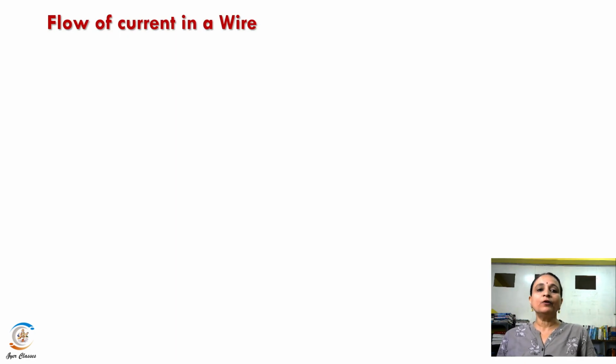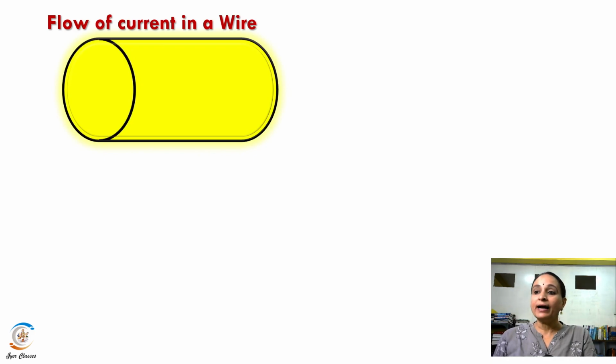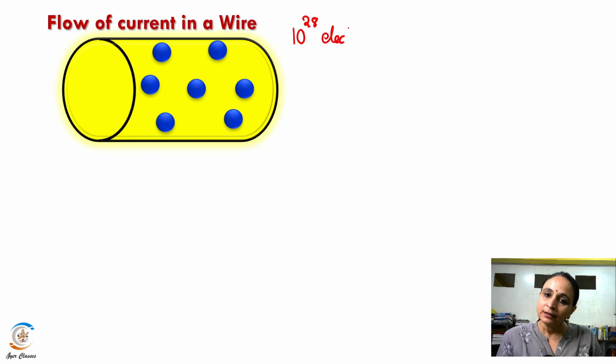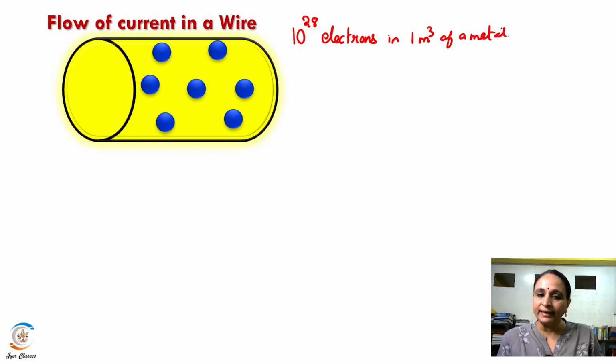Let us discuss the flow of current now in a wire. Let us consider a wire. Wire generally looks like what? सिलेंडर जैसा दिखता है भाई. देखो, है ना? अब ये सिलेंडर में बहुत सारे क्या होते हैं? We know there are lots and lots of free electrons. To be very precise, we have got the numbers as 10 to the power of 28 electrons in 1 meter cube of a metal, right?